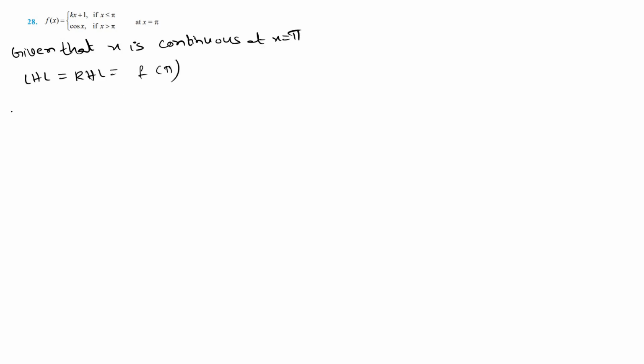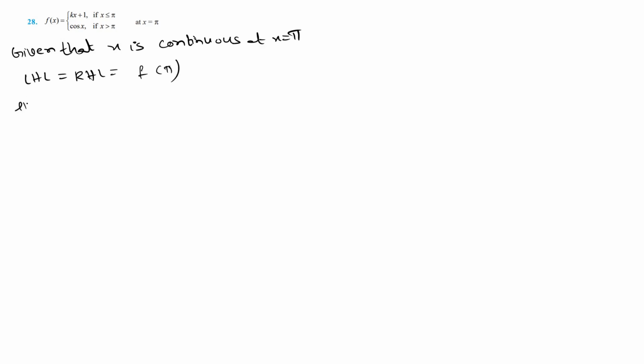28th one also. f of x equals kx plus 1 if x is less than or equal to pi, and cos x if x is greater than pi. So f is continuous at x equal to pi. Given that f is continuous at x equal to pi, LHL is equal to RHL is equal to f of pi.